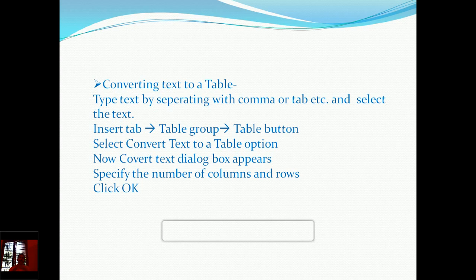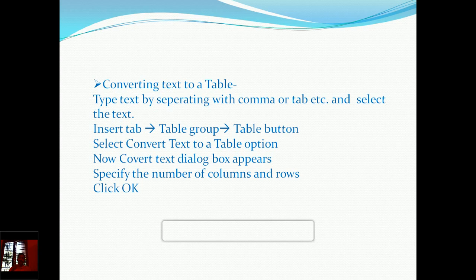See the procedure: type the text separated with commas or tabs, etc., and select the text. Now follow the previous steps: click the Insert tab, then select the Table button in the Table group. Now select the option Convert Text to Table. The Convert Text dialog box will appear.